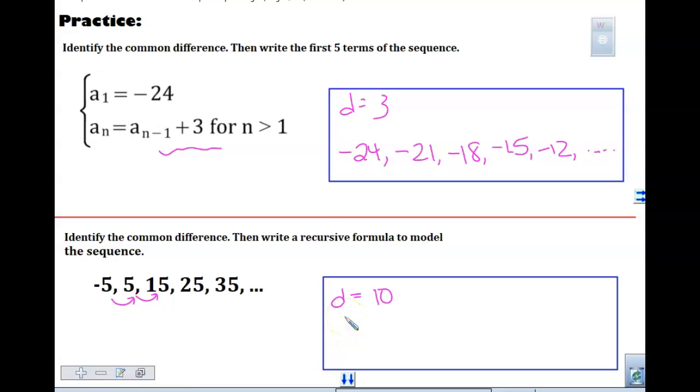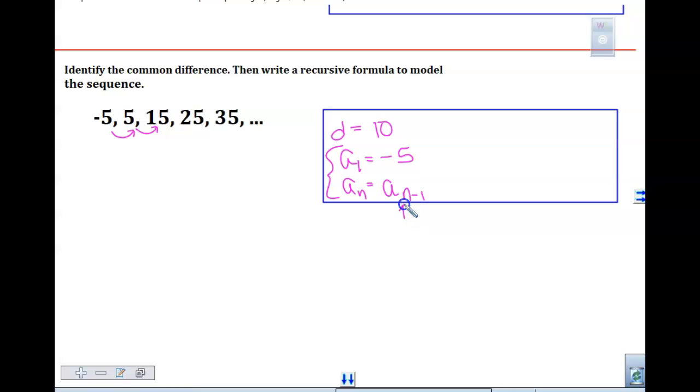So then it says write the recursive formula. So as I'm starting with this one, Viola, I'm going to start with A sub 1 equals what number? What's my first? Negative 5. Then, Griffin, I'm going to write A sub n is equal to my previous, right? That just means previous, right? And then what are you doing?